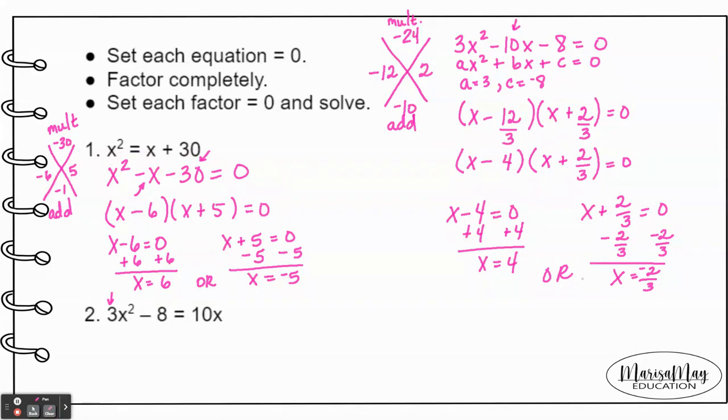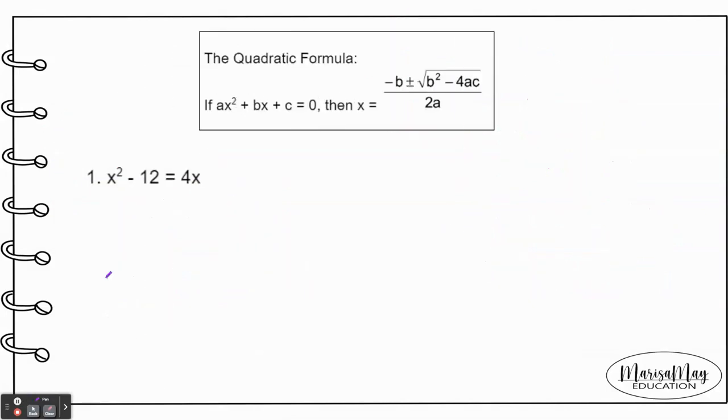Let's take a look next at the quadratic formula. Now, the quadratic formula is reserved for those equations where factoring may not work. And so you'll notice here that we have to get the equation equal to 0 first. So I'm going to begin with this problem by subtracting the 4x, just like we did before.